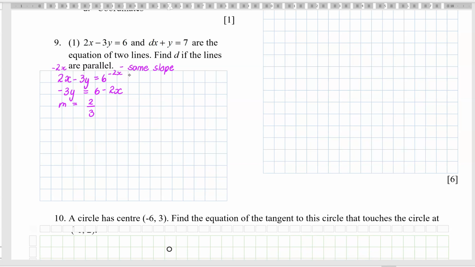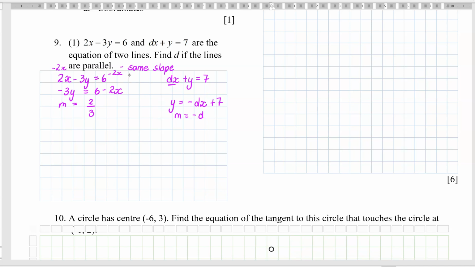Now, the other equation we've got is dx plus y equals 7. So again, we want to get y by itself, so we have to get rid of dx. That means I'm going to subtract dx from both sides. When I subtract it from the left, I'm left with the y, and I can go 7. I can write 7 take dx, or I can write minus dx plus 7. Same thing. So therefore, the slope of this line, the coefficient of x, is minus d.